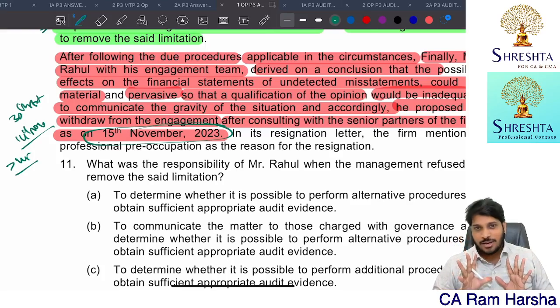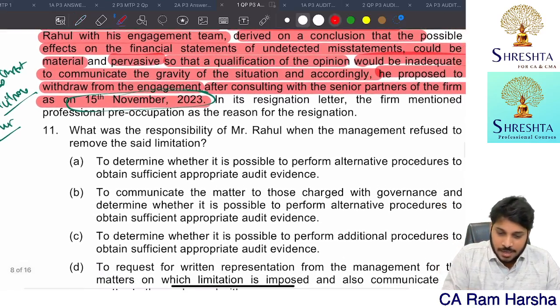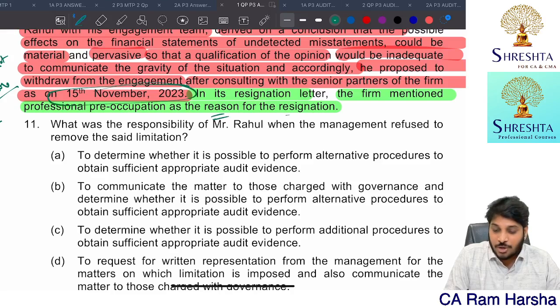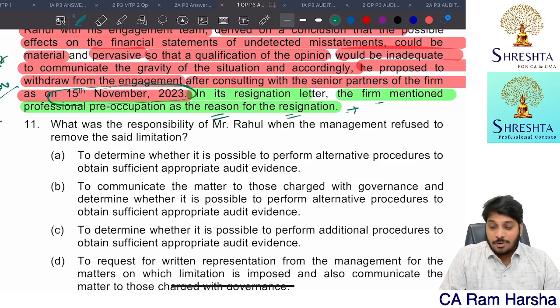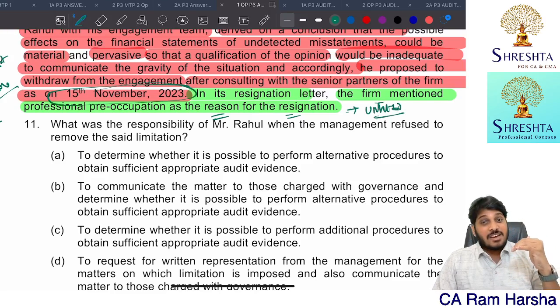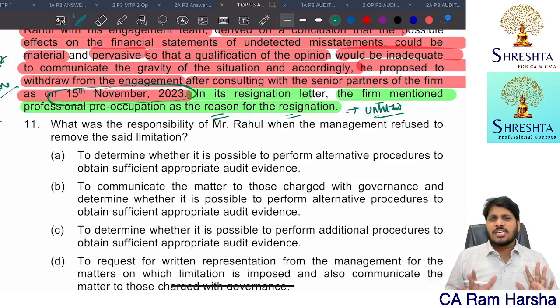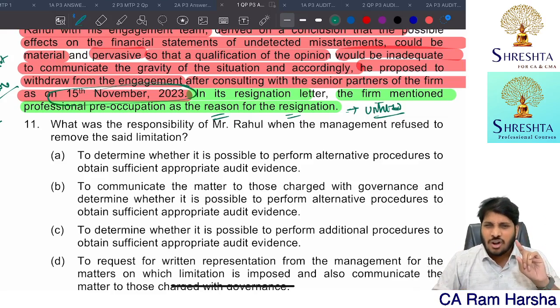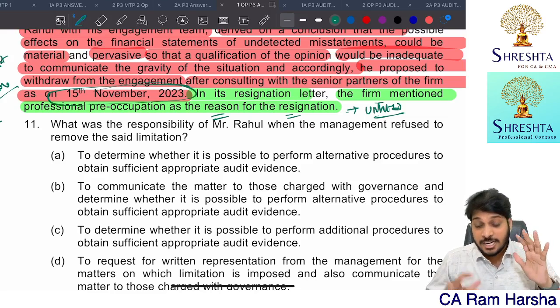Correct? LODR regulation. In this resignation letter, the firm mentioned professional preoccupation as the reason for resignation. If you remember, in case of unlisted entities, ICAI has given very clear-cut guidelines that in case of audit of an unlisted entity, in the resignation letter, professional preoccupation shall not be mentioned. You should clearly tell what the reason is. You should not mention that I am already having some other works, that's why I am resigning. No, it's not just for unlisted, but even for listed entities, the same rule applies.